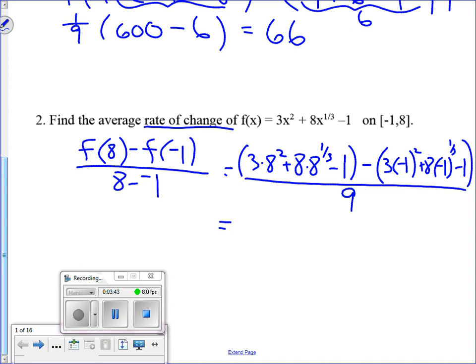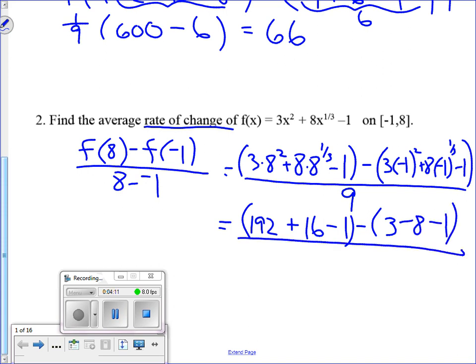So 3 times 8 squared, 3 times 64, that's 192. 8 to the 1/3 is 2, because it's the cube root of 8, so times 8 would be 16 minus 1. Then over here, we plug -1 into the function. That's 3 times -1 squared, which is just 3. The cube root of -1 is -1, so times 8 would be -8. And so we get 213 over 9.